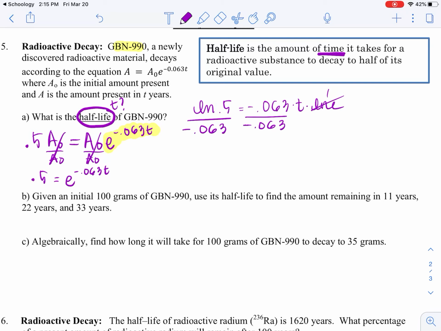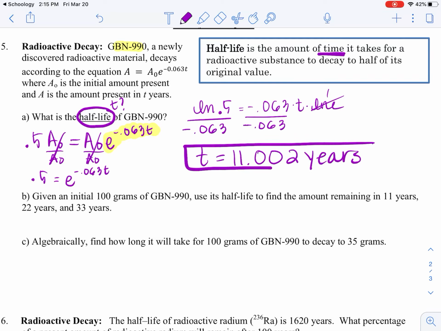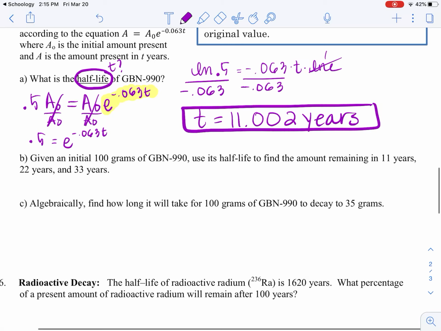Divide by negative 0.063. Divide by negative 0.063. Put that in your calculator. Make sure you're putting 0.5 or 1 divided by 2. Either one's fine for 1/2. And this will give you your half-life. This is a year. We are going to round this to the nearest thousandth. 11.002 years. If you didn't pause the video and try to make sure you can get that, just do so right now.